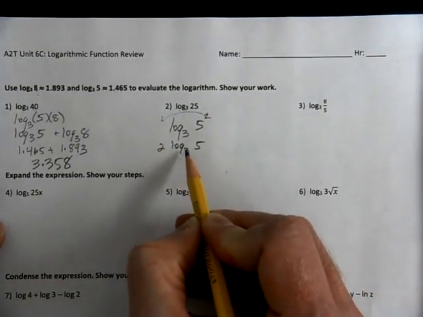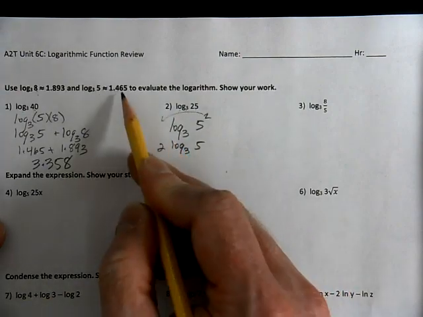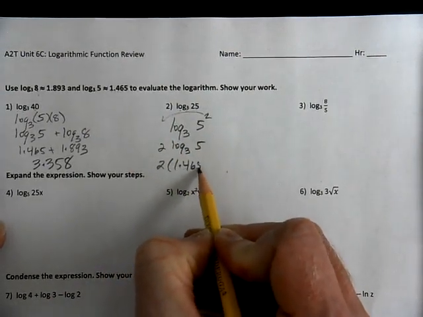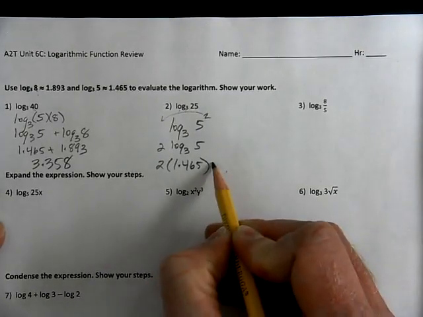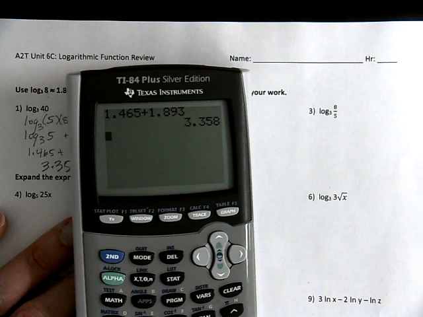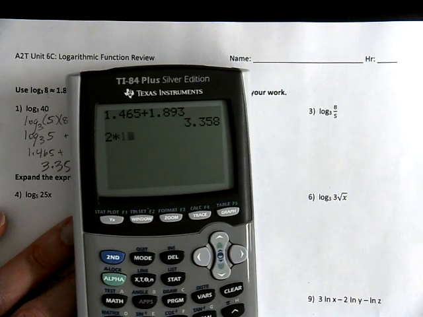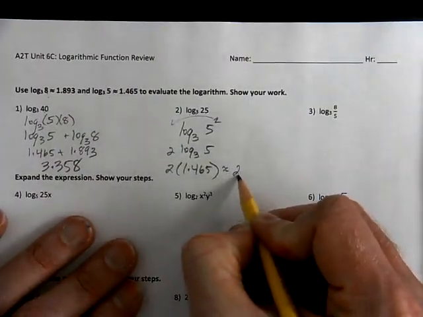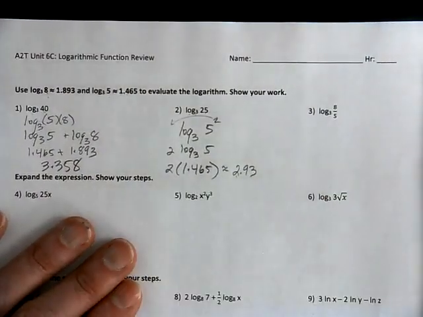And now we have log base 3 of 5 by itself, so we're going to replace it. Substitute in the 1.465. And it'll approximately equal 2 times 1.465, which is 2.93.